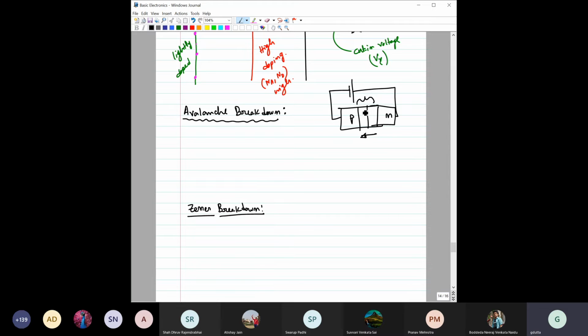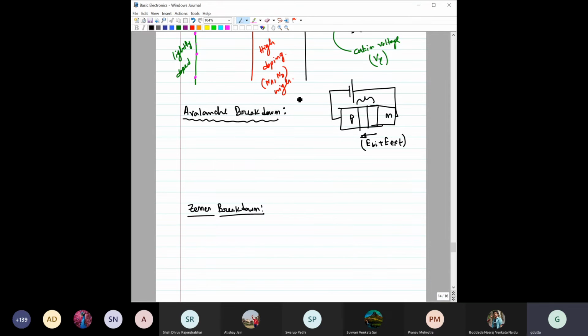When these carriers are crossing this space charge region, they gain sufficient energy from this electric field, because this electric field is now the built-in electric field plus the external electric field. The electric field becomes so large that the carriers gain sufficient energy. If the electric field is more, then the acquired velocity of these carriers would also be higher, right? When the carriers have a higher velocity, they can collide with the electrons in the covalent bonds while going through this depletion region and generate electron hole pairs, meaning one electron and one hole.